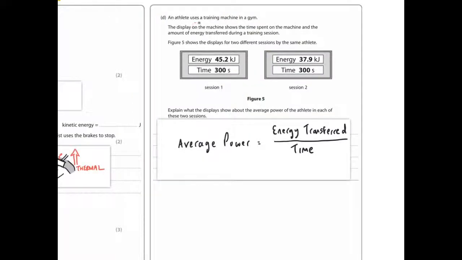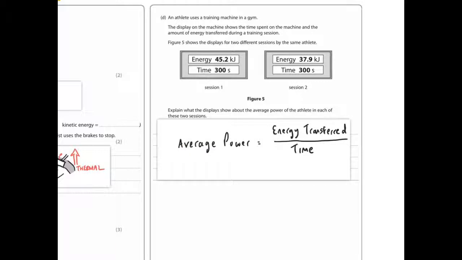An athlete uses a training machine in a gym. The display on the machine shows the time spent on the machine and the amount of energy transferred during a training session. Figure 5 shows the displays for 2 different sessions by the same athlete. So you can see the time is the same. You can see in this one they transferred far more energy in the same amount of time than this one. Explain what the displays show about the average power of the athlete in each of these 2 sessions.